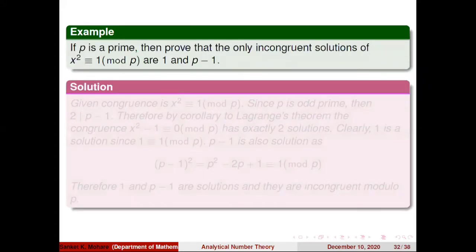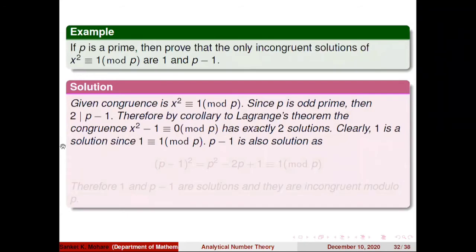Now the next example. If p is prime, then prove that the only incongruent solutions of x squared congruent to 1 modulo p are 1 and p minus 1. So we have to show that for any prime p, 1 and p minus 1 are the only two solutions of the congruence x squared congruent to 1 mod p. So let's have the solution.